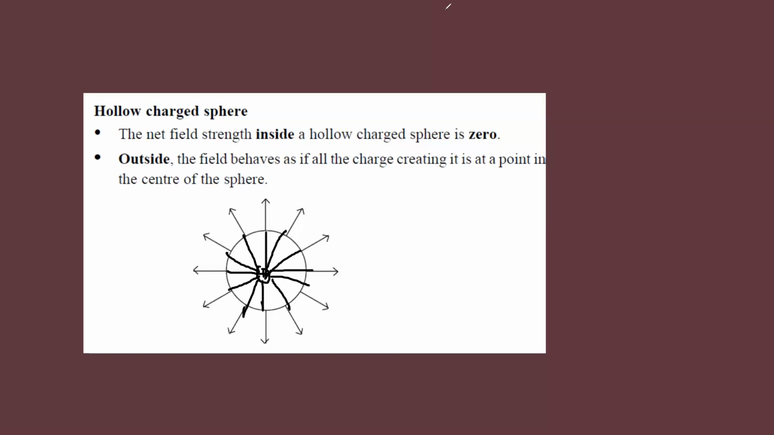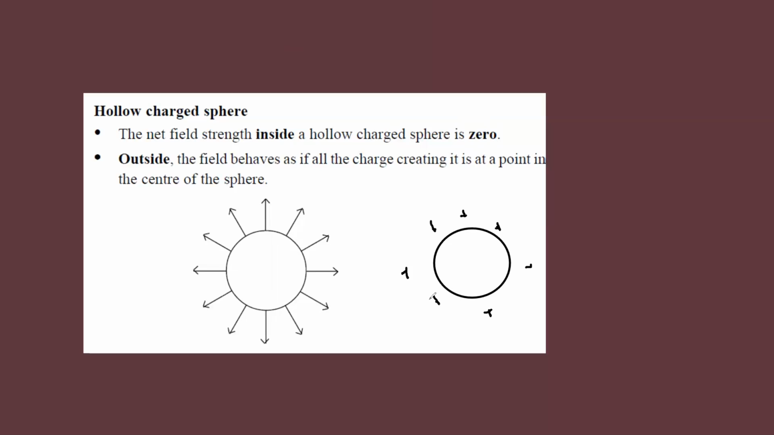But in reality, what happens if a metal sphere is charged, either positive or negative? On the surface there is a charge. So how will we draw the electric field lines? We will only draw the field lines on the surface.